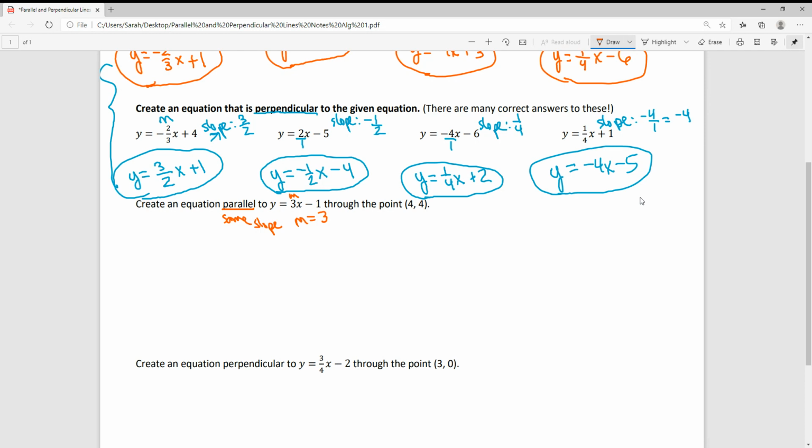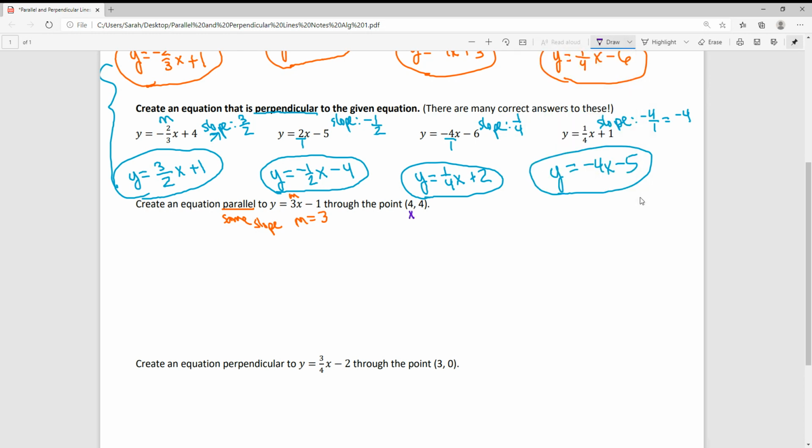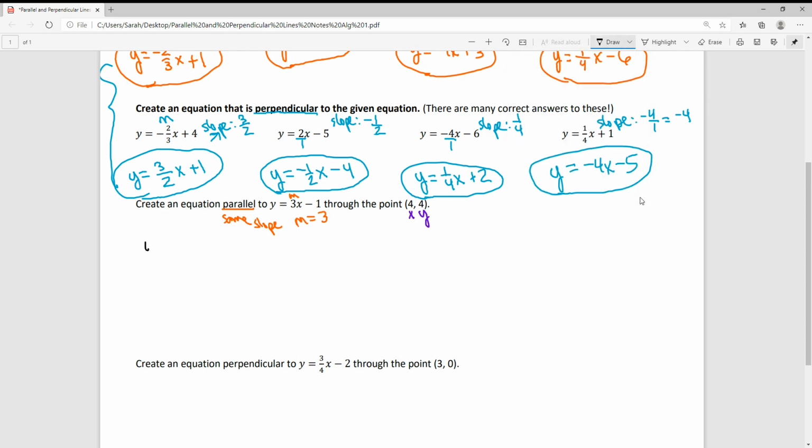I do have to find what b is. It's going to be a very specific b value because we want it to go through the point 4, 4. But we've done things like this before. I can just treat x and y as being 4 because those are the x and y coordinates at that point. What I'm going to do is do like I did before when I had a point and the slope. I'm going to use y equals mx plus b. I'm going to sub in y, m, and x and use that to find b.